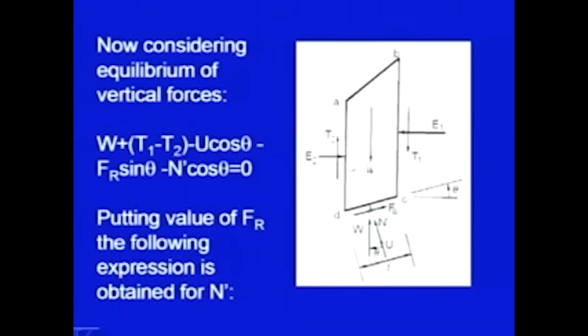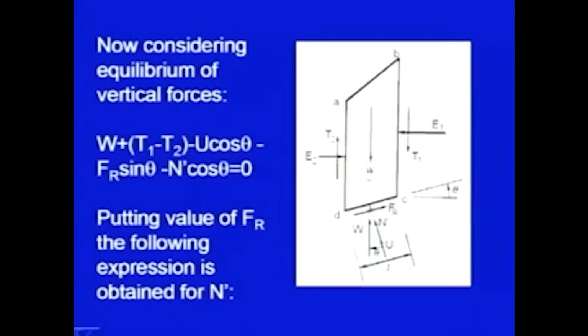Now, here I consider the equilibrium of the vertical forces. So, W is acting in downward direction, and T1, T2 presently we are taking into account for the general solution, but for simplified cases we will take it to be equal to 0. So, T1 is acting here. Let us take a general case: T1 is there, T2 is there, E1 is also there, E2 is also there, and we are considering the equilibrium of vertical forces. So, the horizontal forces will not come into the picture.